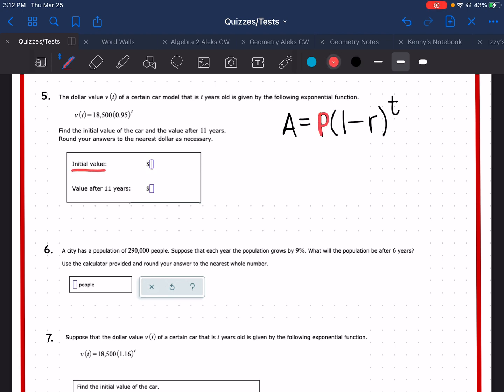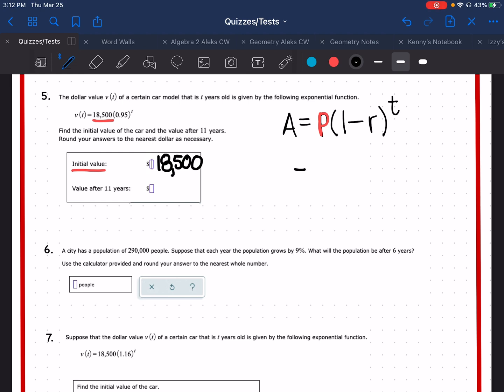That would be P. And so take a look at your function. This is in P's spot. So my answer here would be $18,500. I don't know if they have a comma or not. For the last one, they're giving you T.